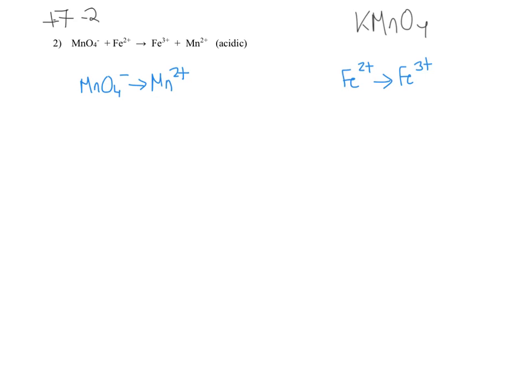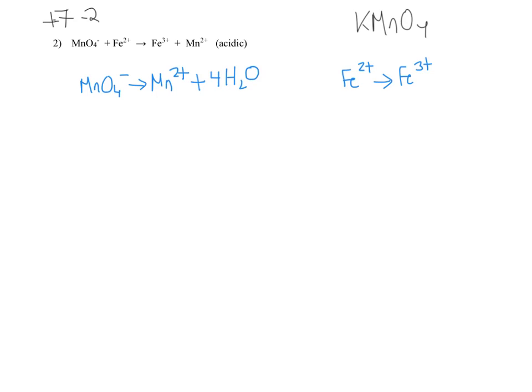So 4A says you balance the oxygens, each oxygen, by adding water to the deficient side. So let's look here. We have 4 oxygens. We don't have any on this side. So for each oxygen that's missing, you add a water to the deficient side. So that means we need to add 4 H2O. Okay, on the other side, we have Fe2 plus and Fe3 plus. No oxygens here, so we don't need to do 4A for that one.